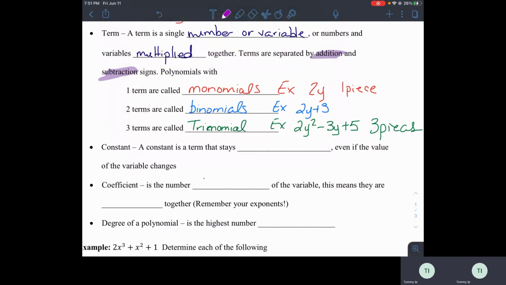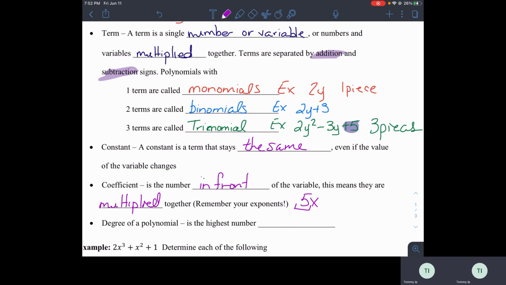A constant term is something that stays the same. That's just a fancy way of saying something like this. It's just this. That is the thing that will stay the same because nothing's going to change what that looks like. And finally, two more things. The coefficient is the number in front of the variable, which means they are multiplied together. So example, 5x, the coefficient would be 5 because that's the number in front.